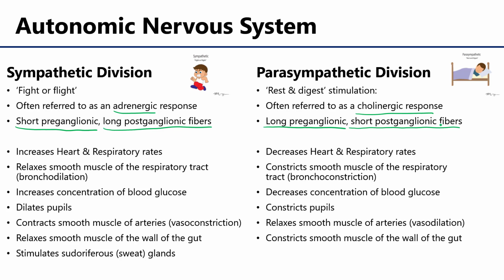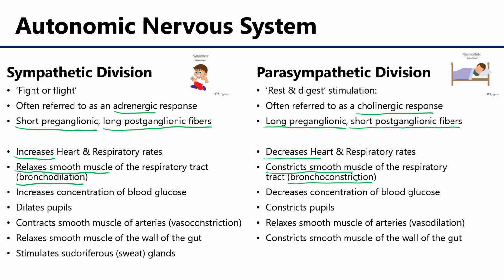Let's just quickly review some of the responses that would be sympathetic versus parasympathetic. So in terms of heart and respiratory rate, sympathetic stimulation, fight or flight, will increase heart and respiratory rate, whereas parasympathetic will decrease heart and respiratory rate. Sympathetic stimulation is going to relax the smooth muscle of the conductive pathways of the respiratory tract. This is known as bronchodilation, whereas parasympathetic stimulation is going to constrict that smooth muscle, leading to bronchoconstriction.